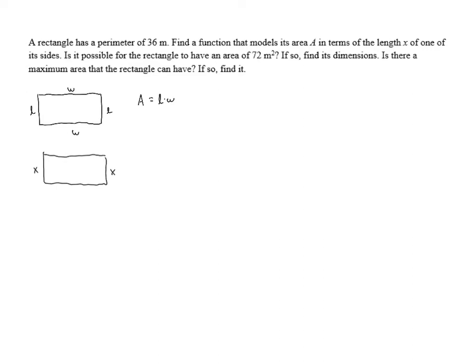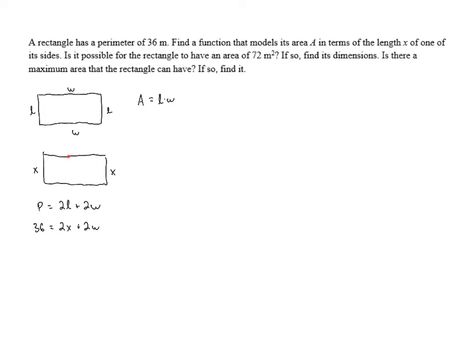We need a way to find the width in terms of x. And the thing that we can use here is that the perimeter is 36 meters. We know the perimeter is 2 times the length plus 2 times the width. In this case, the perimeter is 36. We said the length was x, so this is going to be 2 times x plus 2 times the width. When we substitute in 36 for the perimeter and x for the length, we have an equation, and we can solve this for w in terms of x.